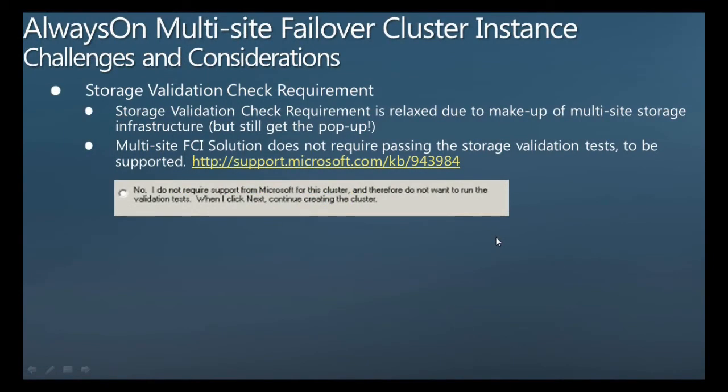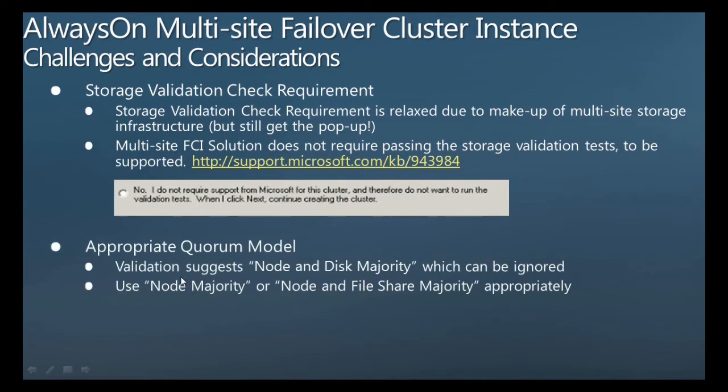Here are some challenges and considerations. The first one is about the storage validation. When you do the setup, you need to skip the storage validation check and select I do not require support from Microsoft for this cluster. So there's an agreement that a multi-site FCI solution does not require passing the storage validation test. The reason for that is because you add shared storage on both subnets. One shared storage inside A is not visible to the other two nodes inside B. So the storage validation is going to fail. So it's okay to skip that during the setup.